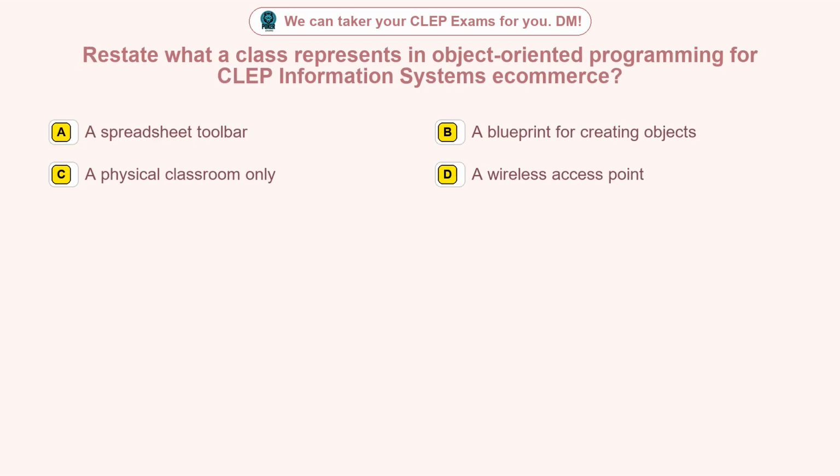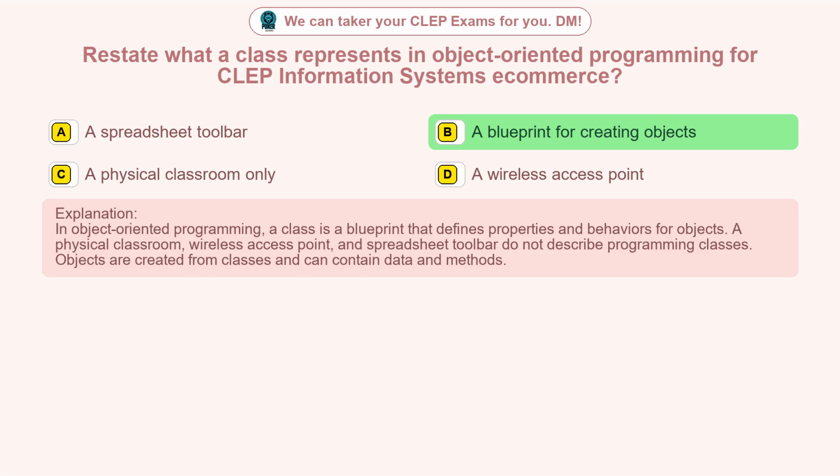Question 91. Restate what a class represents in object-oriented programming for CLEP Information Systems Ecommerce. Option A, a spreadsheet toolbar. Option B, a blueprint for creating objects. Option C, a physical classroom only. Option D, a wireless access point. The correct answer is option B, a blueprint for creating objects.